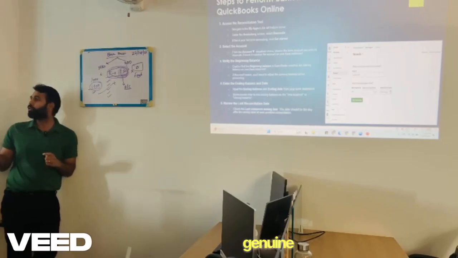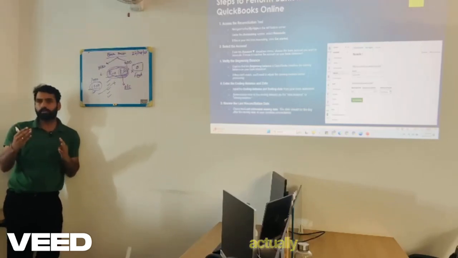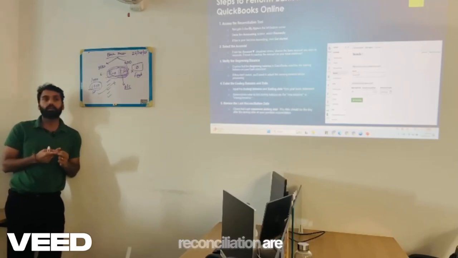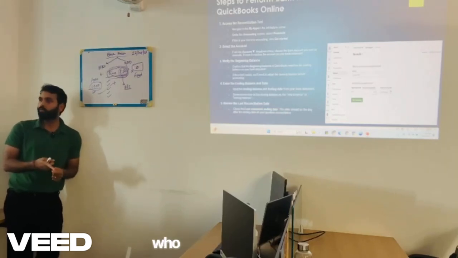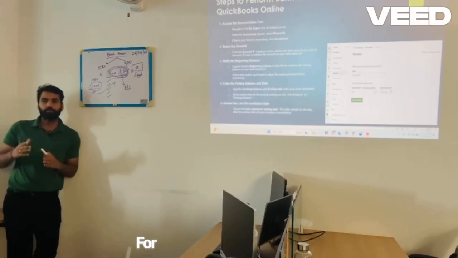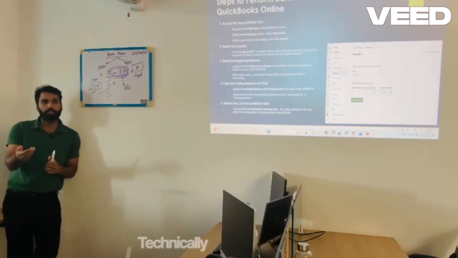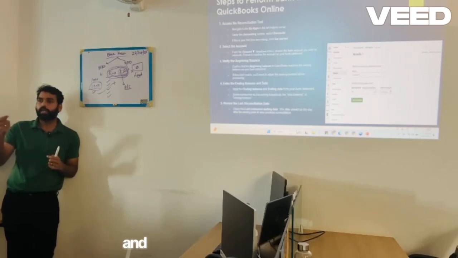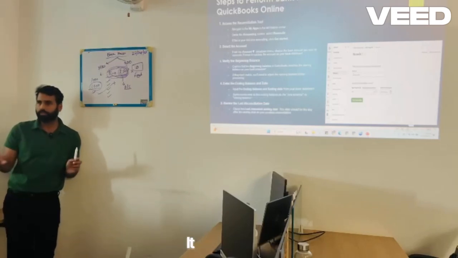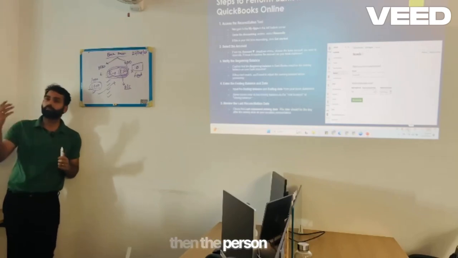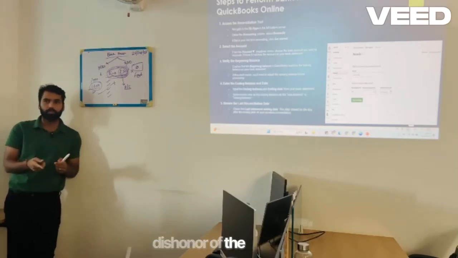Now, what are the genuine or correct bank reconciliation items? There are a couple of scenarios when those reconciliation items are correct and accurate. One, that you have issued a check to a vendor who has not cleared it in the bank yet. For example, I have to pay someone 1000 rupees and I issued them a check. Technically, in India, if you have issued a check and that check gets bounced, then I have the liability to honor that check again, right? It is clear. And if that check bounced again, then the person who was supposed to get paid can file a case against you because of the dishonor of the check.